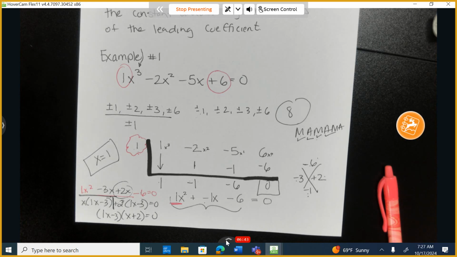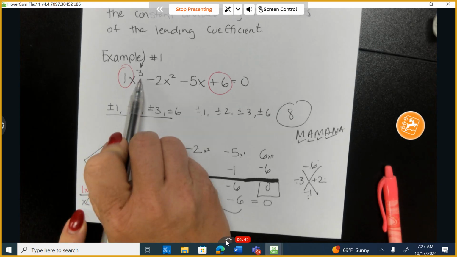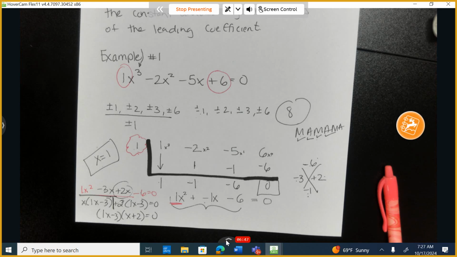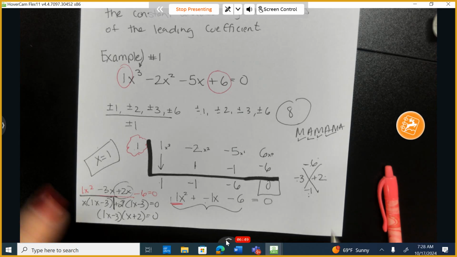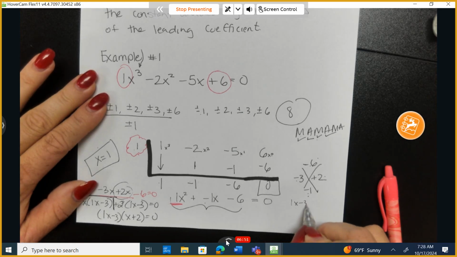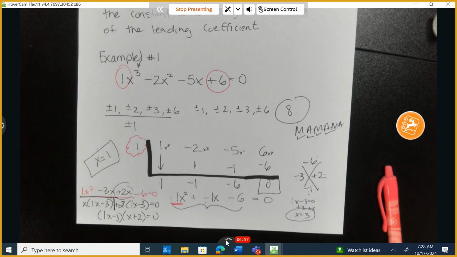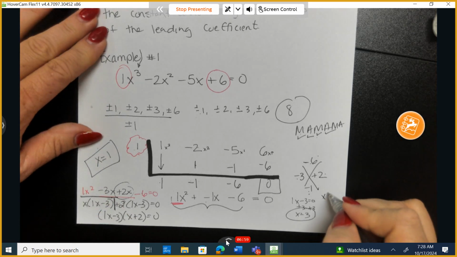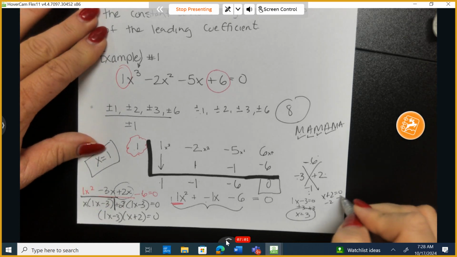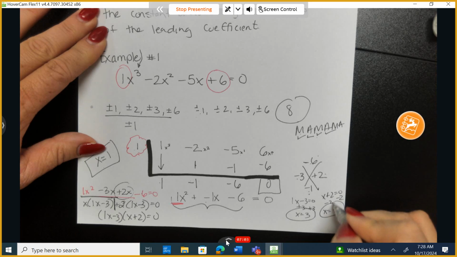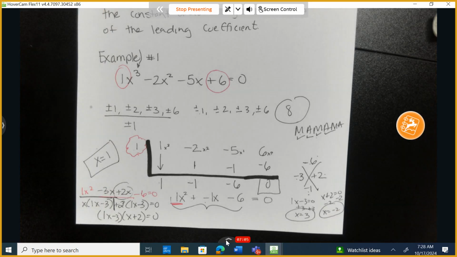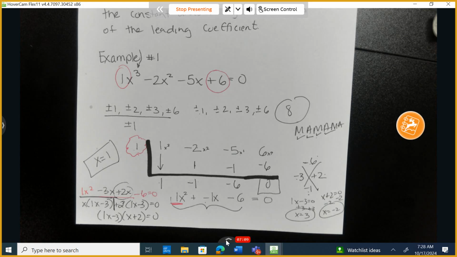If I asked you to solve this, I already have one of the 3 solutions. How do I achieve the other 2? Well, I'm going to take each one of these factors, 1x minus 3, set it equal to 0, and solve. So I'm going to add 3 to the other side. Another solution is x equals 3, and I'm taking x plus 2, setting it equal to 0. And the final solution is x equals -2. So I have 3 solutions: 1, -2, and 3.